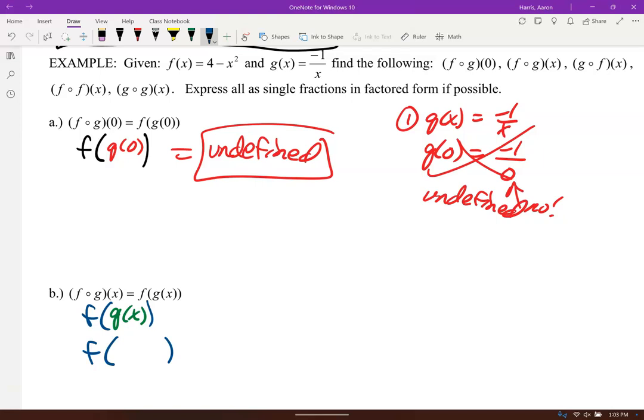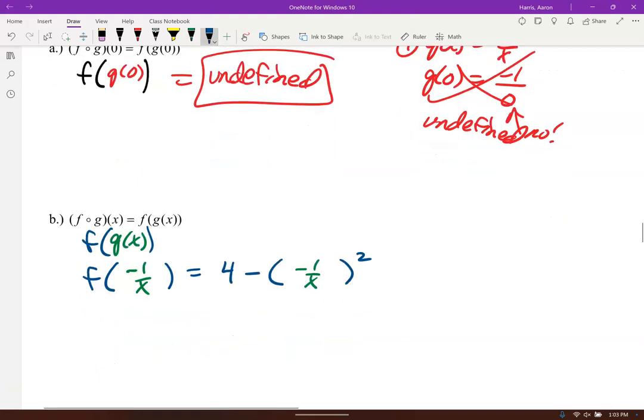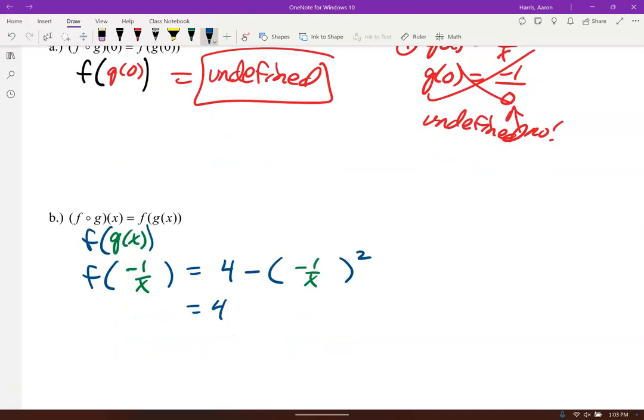Well, let's see. Our g is negative 1 over x. And now we're using f. F is 4 minus x squared. So the g goes in there. The negative 1 over x goes in there. So we got 4 minus negative 1 over x times another negative 1 over x. So multiplying those numerators, negative 1 times negative 1 is positive 1 over x squared.